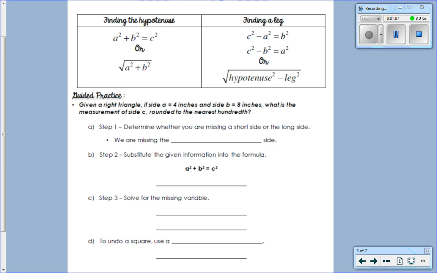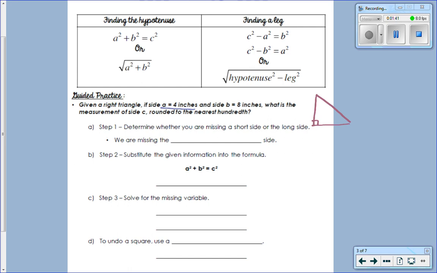If it doesn't give us a picture, what do we do? Well, we're going to draw a picture. So everybody draw a right triangle. Here's our right triangle. And side A is what? 4 inches, and then A and B represent what vocabulary word? Legs. Where are the legs located? Good. On both sides of the right angle.